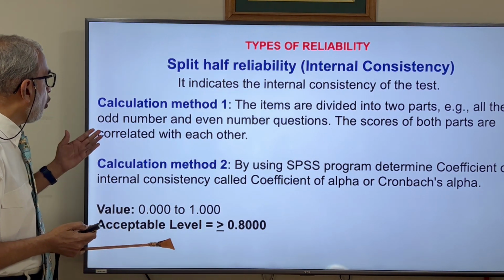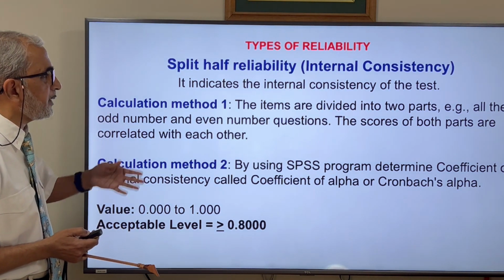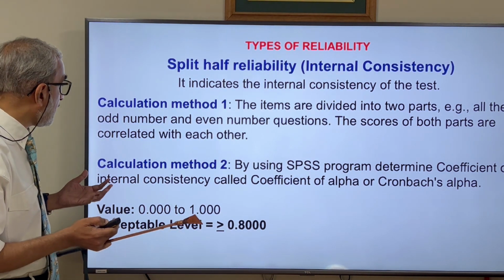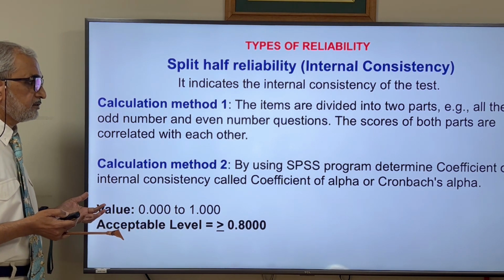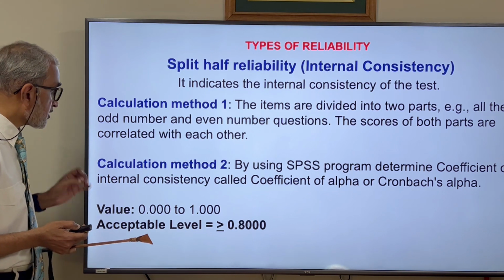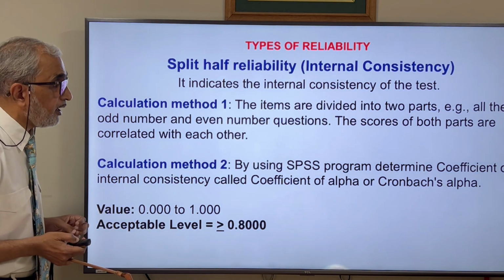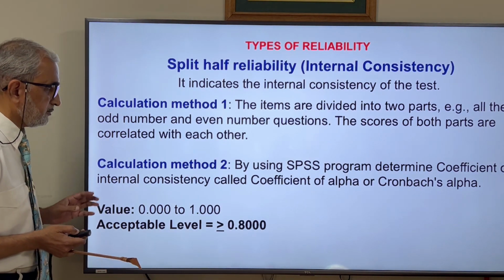For example, all the odd number questions in one paper and all the even number in another paper. The scores of both parts are correlated with each other. By using the SPSS program, we determine the coefficient of internal consistency called coefficient alpha or Cronbach's alpha.